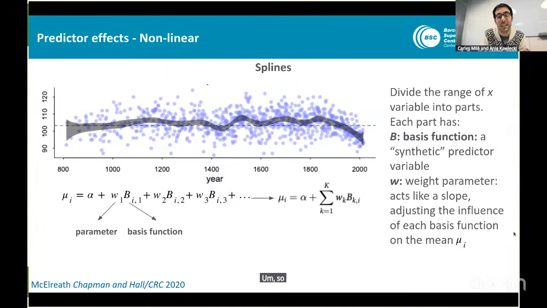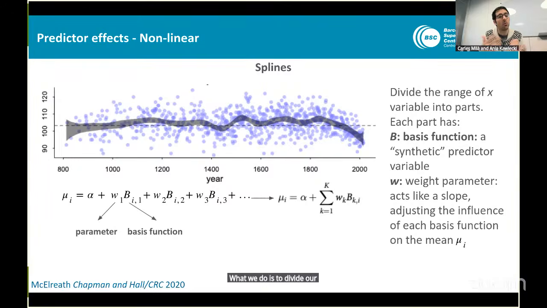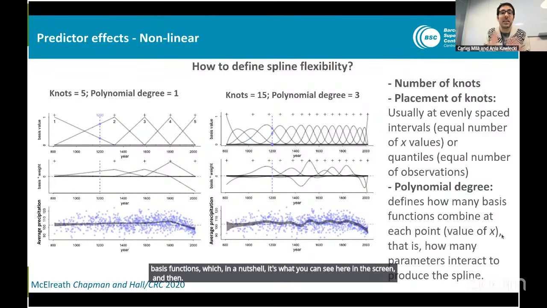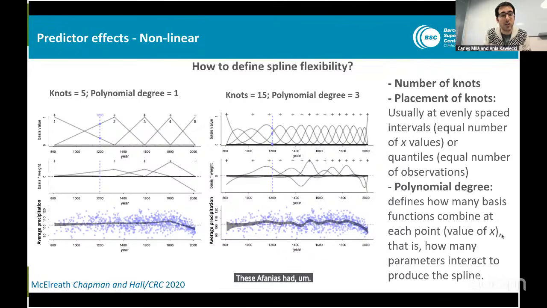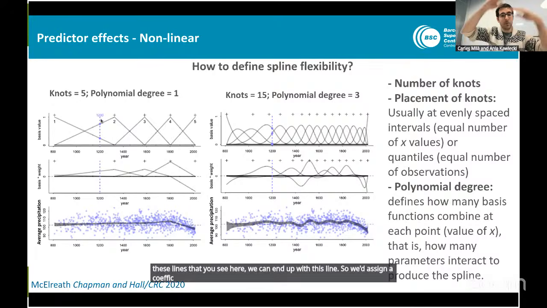So yeah, I was saying that splines are another way to take into account nonlinearities in our data, and it works quite differently than polynomials. What we do is divide our prediction space into what we call basis functions, which in a nutshell is what you can see here on the screen. And then, as Anya said, it is a linear combination of these basis functions, so that by combining these lines that you see here, we can end up with this line. So we assign a coefficient to each of these curves, and then we combine them to obtain the final curve you can see here on the third row of the screen.